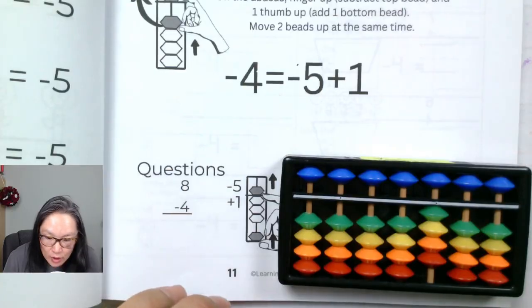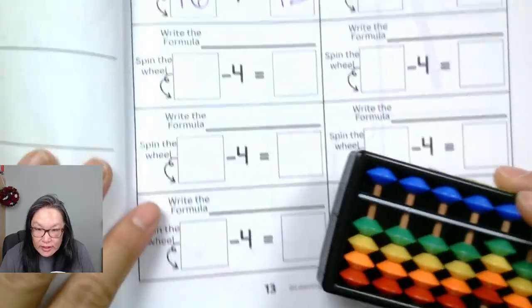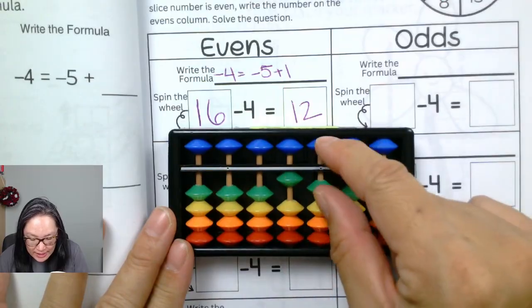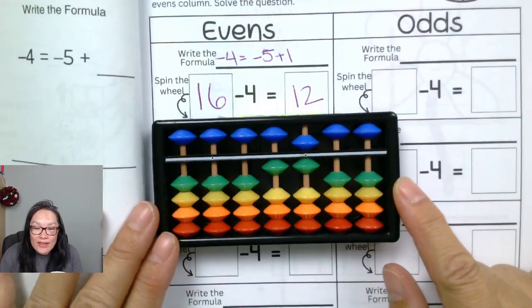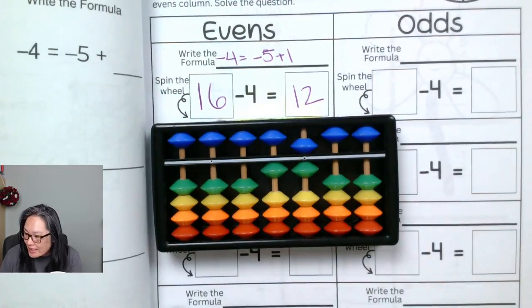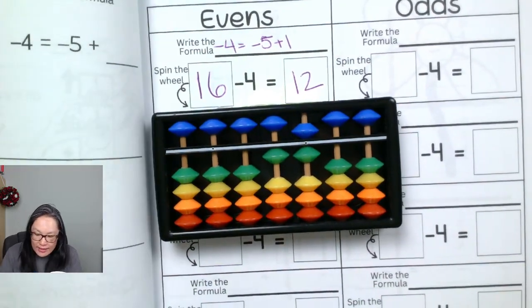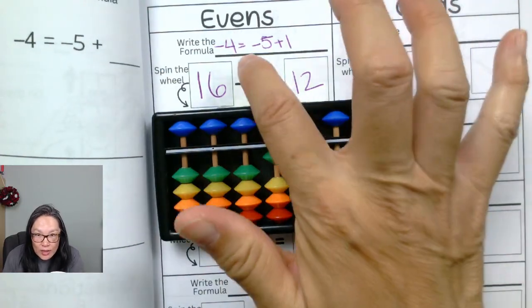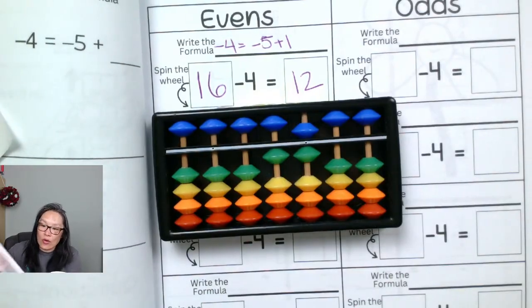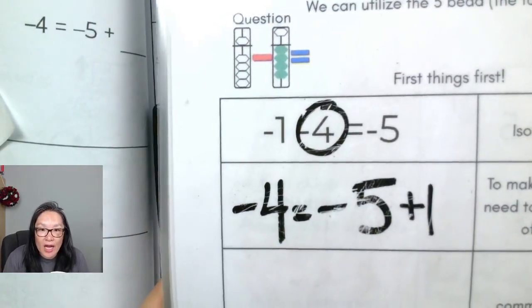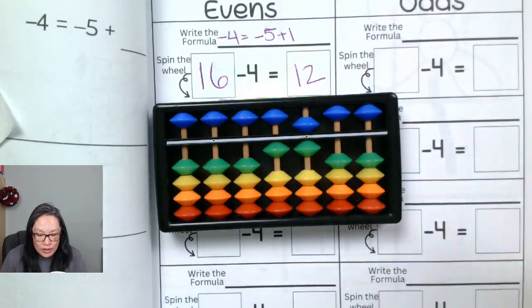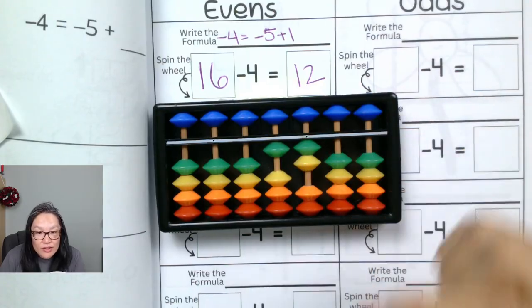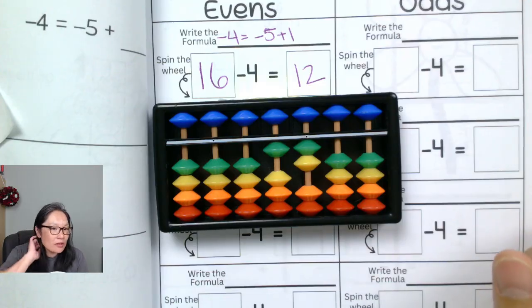When we look, we can do it again. So here is the question: 16. Show me 16 on your abacus. 1 and 6. When I minus the 4, can I take away the 4 in this column? No, I can't. So how do I minus the 4? Minus the 5 plus the 1. So I minus the 5 and I add the 1. What's my final answer? Please let me know.